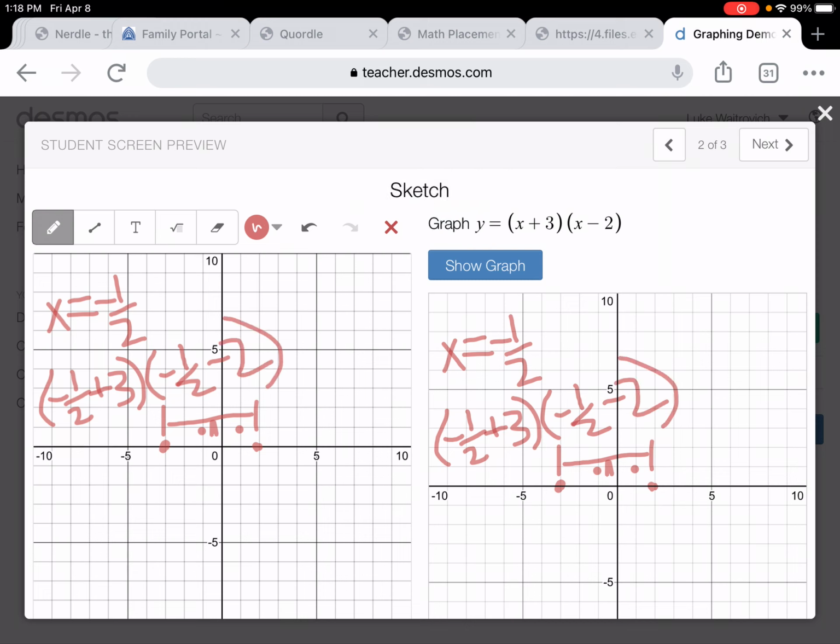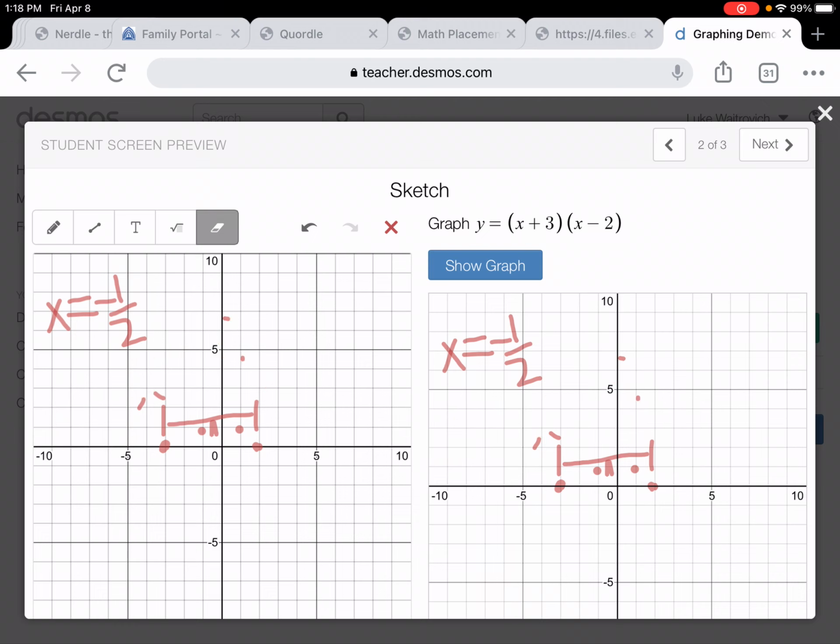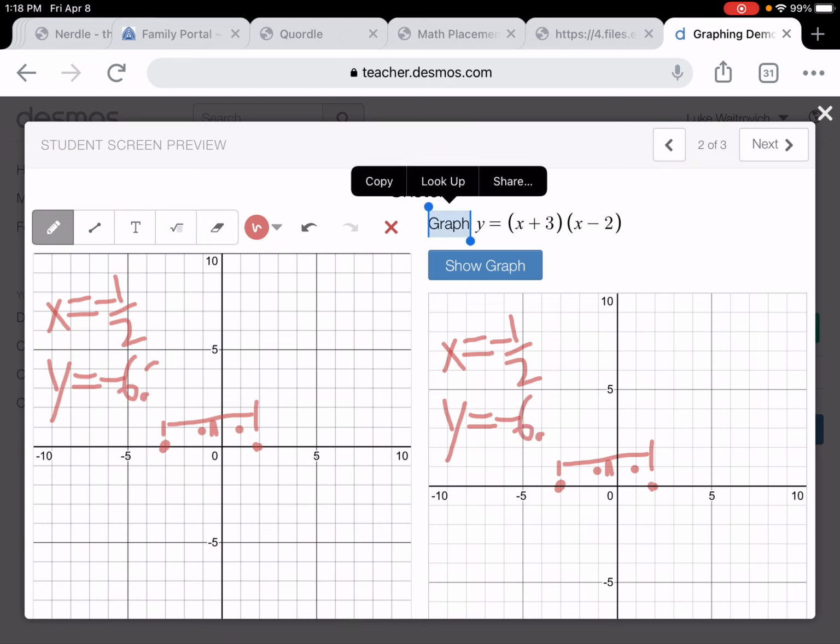And so let's see here. That is going to be 2.5 times negative 2.5. So 2.5 times negative 2.5 gives me negative 6.25. All right, and so by doing this, I was able to discover that my y value is negative 6.25. And so I go down on my graph to about negative 6.25.